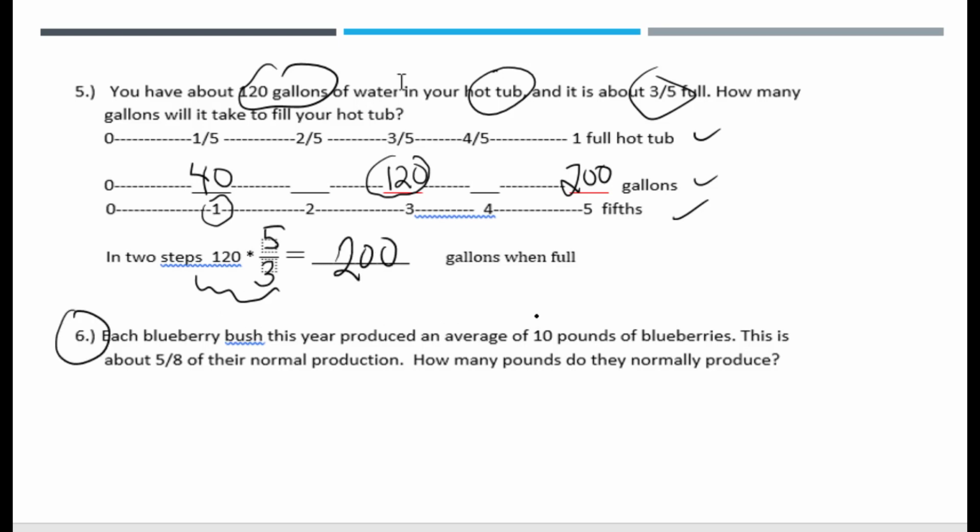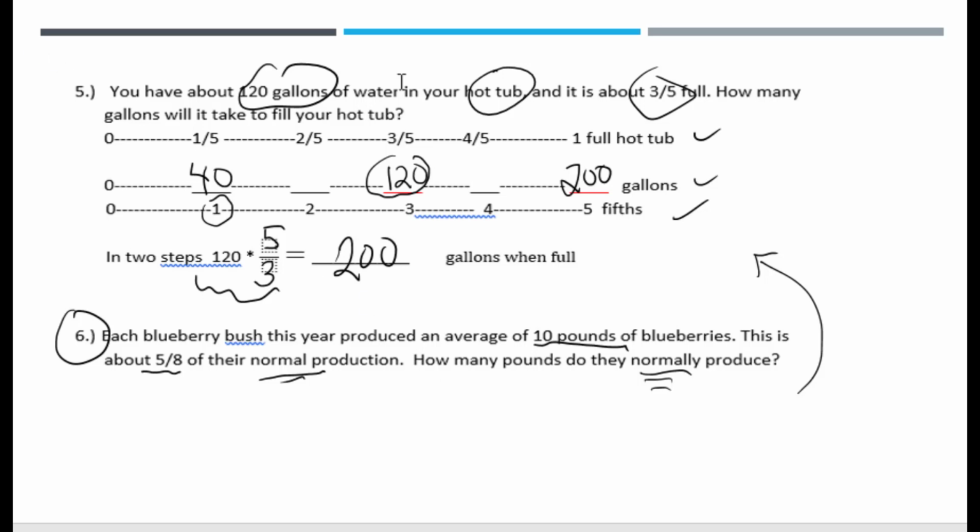Each blueberry bush this year produced an average of 10 pounds of blueberries. This is about 5/8 of their normal production. How many pounds do they normally produce? This problem is identical to this problem. And just FYI here, the answer would be 16 pounds. So make sure you can get that. If you can't, watch the review, homework review 3.3.